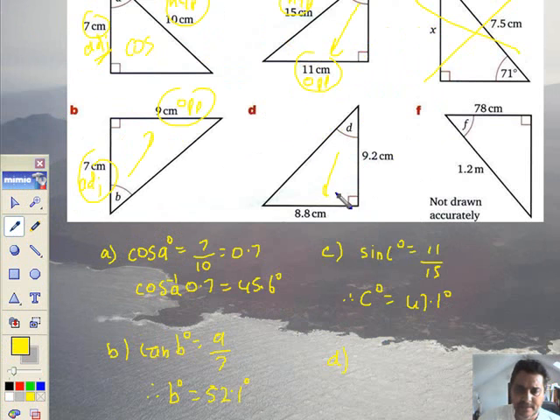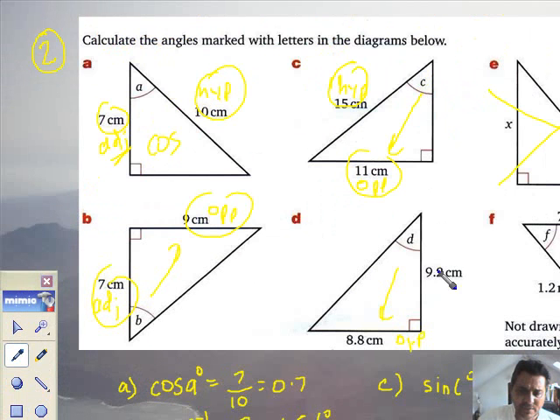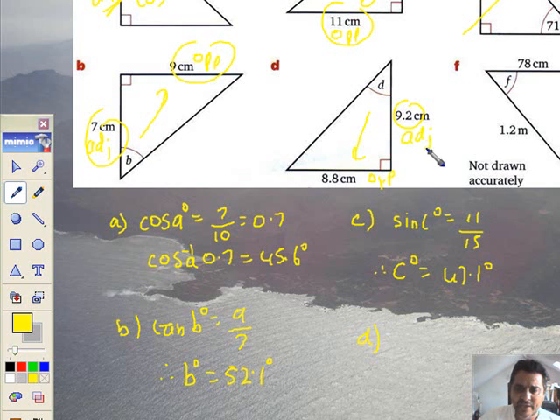Let's do D here quickly. There it is. There's D. I've got an opposite and I've got an adjacent. So op and adj is going to be tangent. So the tangent of D degrees is going to be, sorry, 8.8 divided by 9.2, and therefore D is going to be 8.8 over 9.2, shift tan.